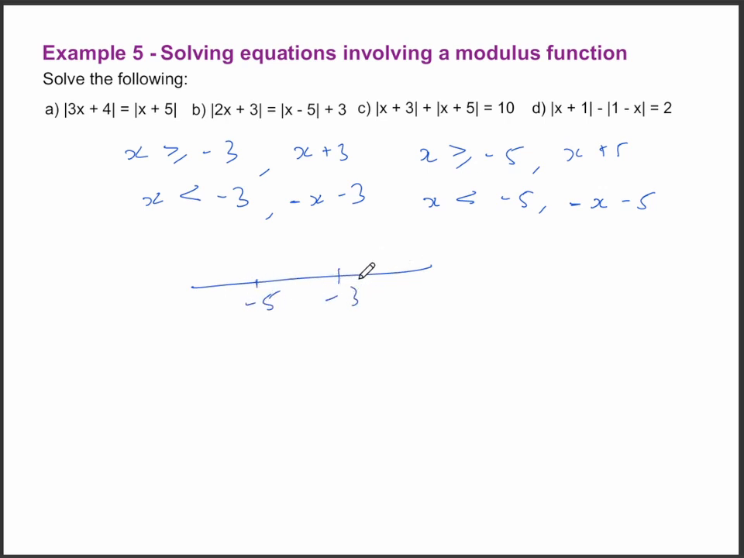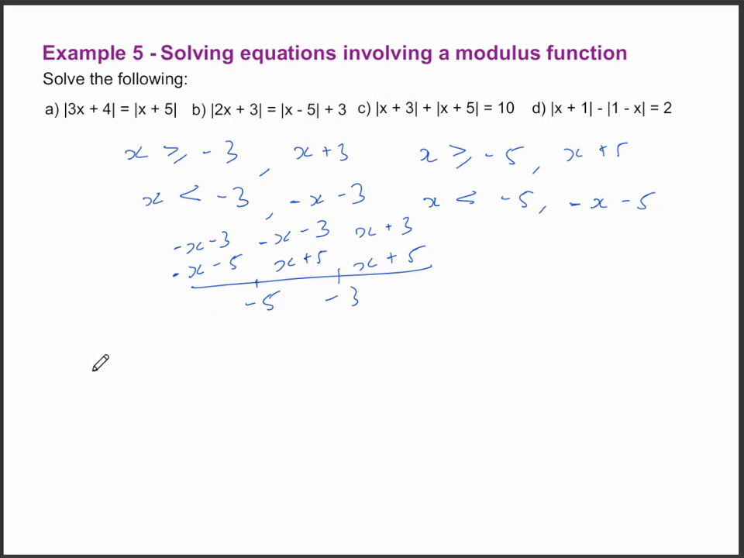And so we can draw our number line right here, where this is negative 3, this is negative 5, and you write for each. So when you have it greater or equal to negative 3, we have this as x plus 3, and we have this as x plus 5. When it's greater than negative 5 but less than negative 3, we get it as negative x minus 3 but still x plus 5. And on the left, we get both of them as negative, negative x minus 3 and negative x minus 5.